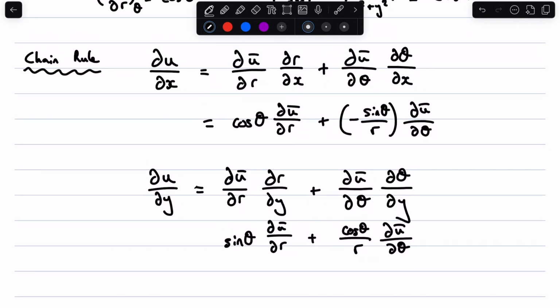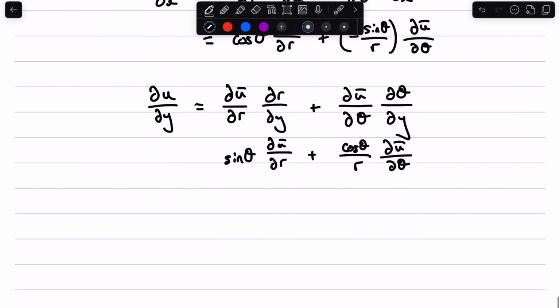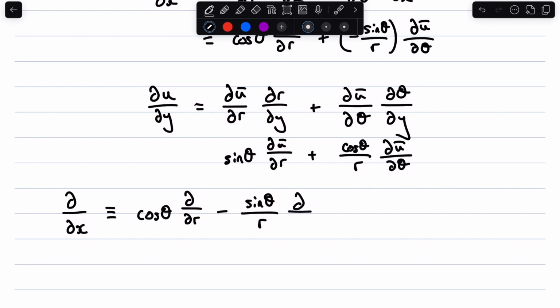And now if we take out u and u bar from these functions, we'll see that in the first case we have partial d by dx is equal to cos theta partial d by dr minus sine theta over r partial d by d theta.